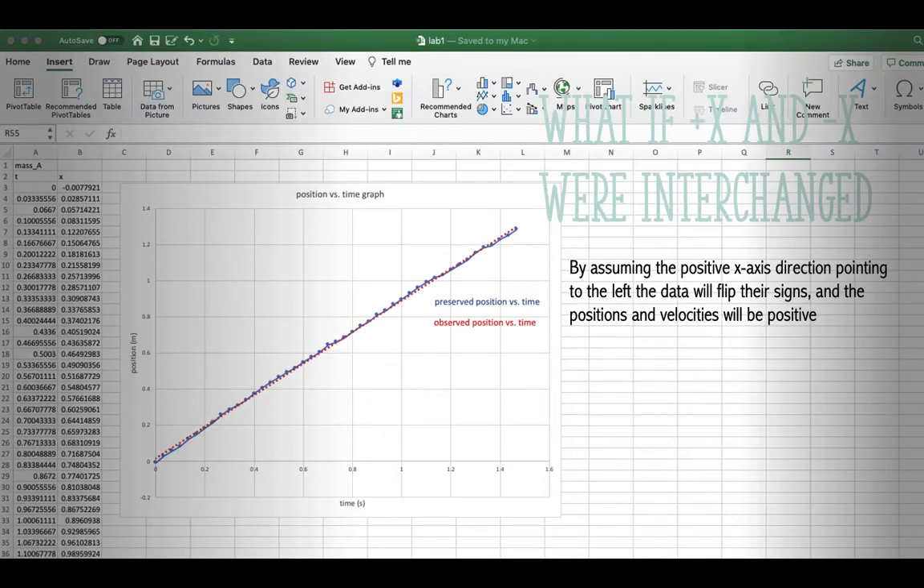This is the result when the sign of the x-axis is flipped. From the graph, we can see the position is increasing in the positive direction. By assuming the positive x-axis direction pointing to the left, the data will flip their signs, and the position and the velocities will be positive.